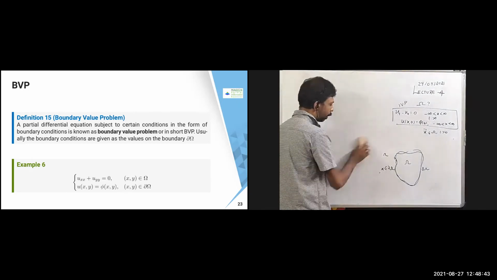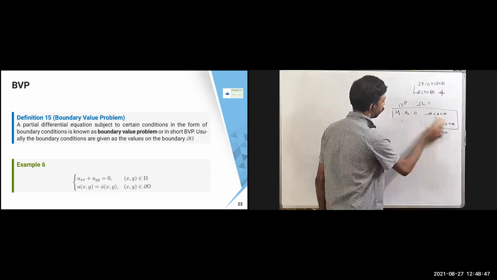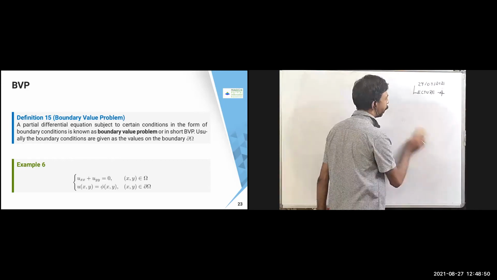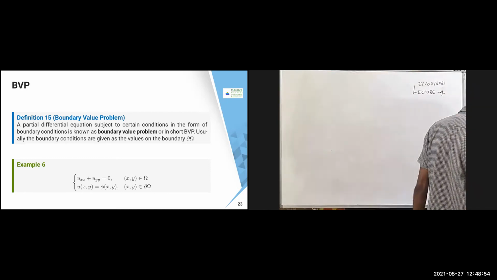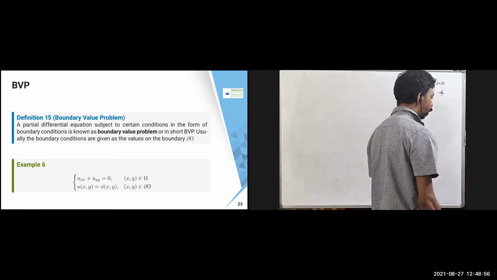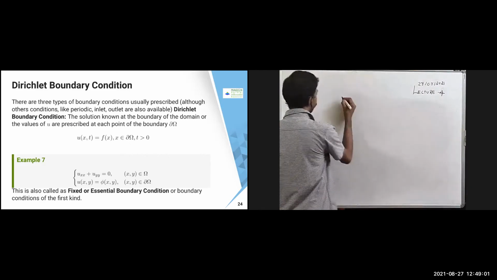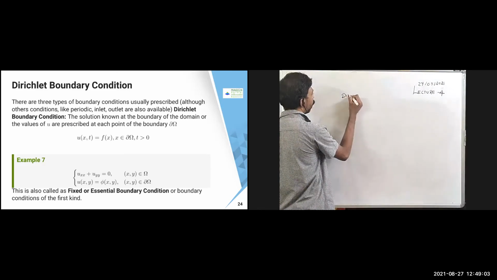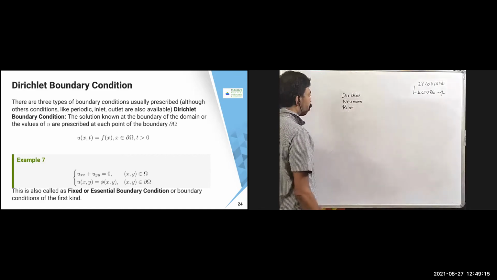So the idea is simple. If you are prescribing the conditions at the initial position, then it is called an initial value problem. If you are prescribing conditions on the boundary, then it is called a boundary value problem. Let us see the different types of boundary value problems. There are three kinds: Dirichlet, Neumann, and Robin. There are others, but these are the ones we will mostly discuss.